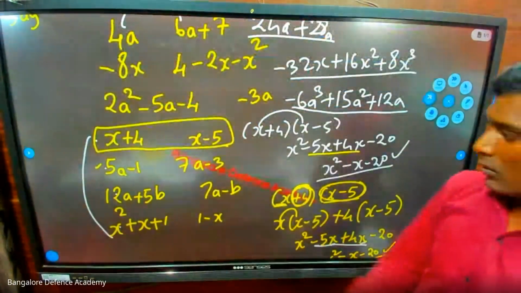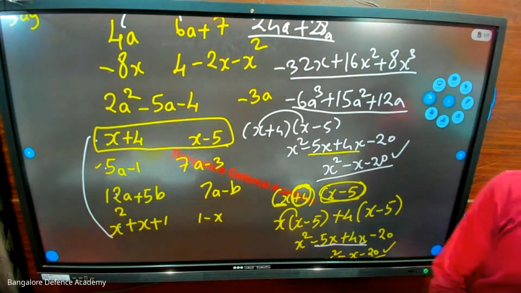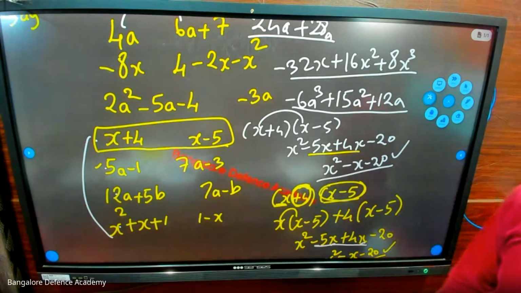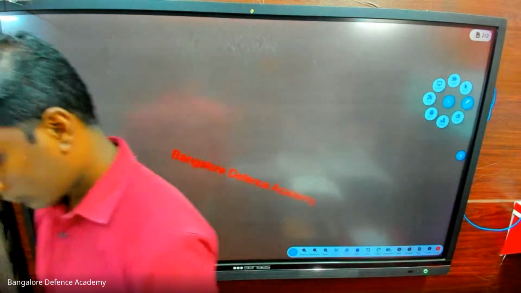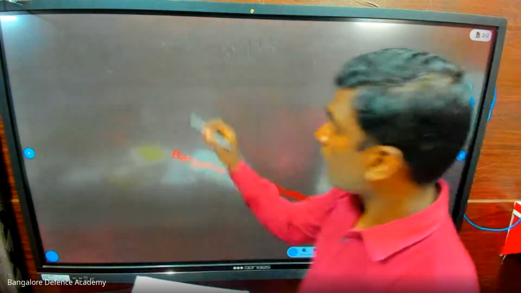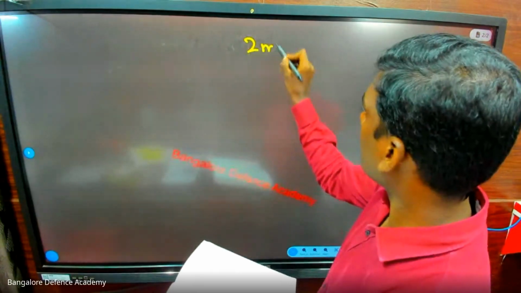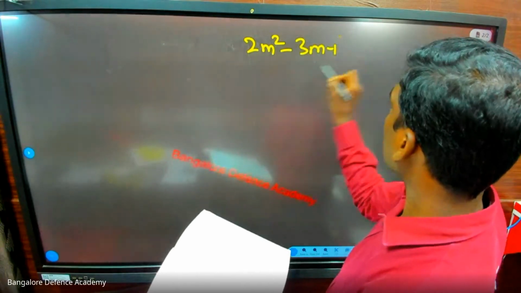Okay. Next word. What about this? 12a plus 5b. You got the answer? Okay. Shall I give you the next question? Take it down. (2m²) - 1.